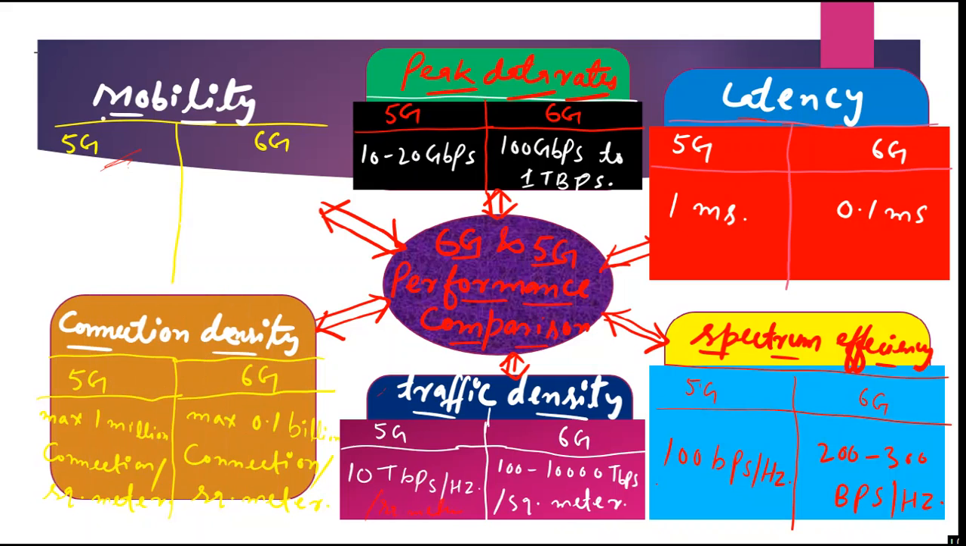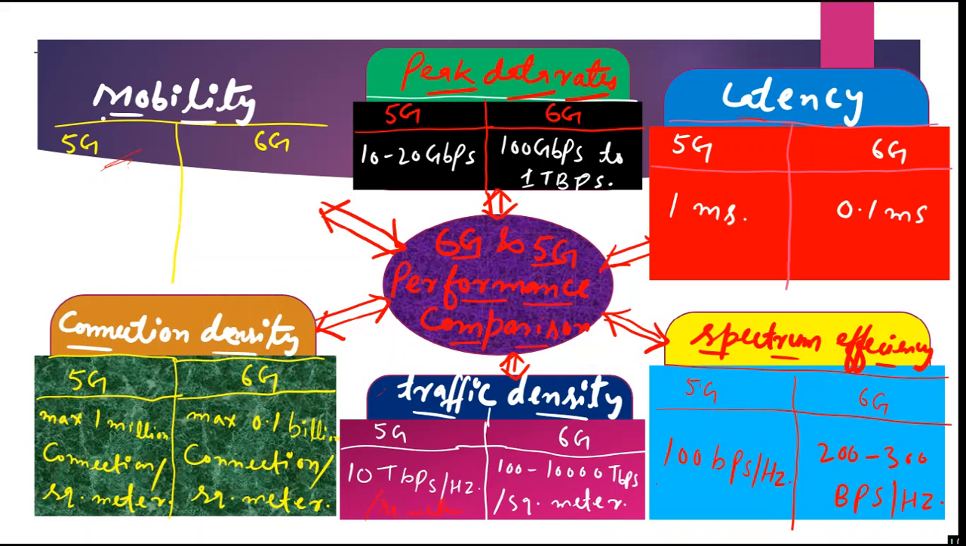So let's move to the next one, that is the connection density. So how many connections will be handled, or what is the connection density in case of 5G and 6G. In case of 5G, the maximum connections per square meter area will be 1 million connections. In case of 6G, the maximum is 0.1 billion connections per square meter area. So in 5G there are maximum 1 million, and in case of 6G, that is maximum 0.1 billion connections.